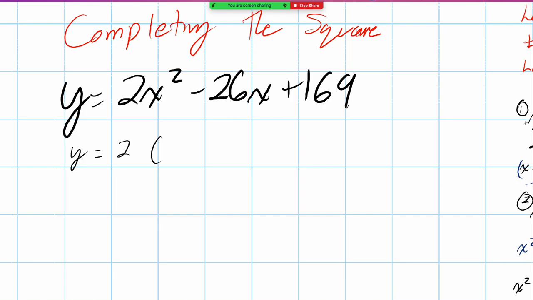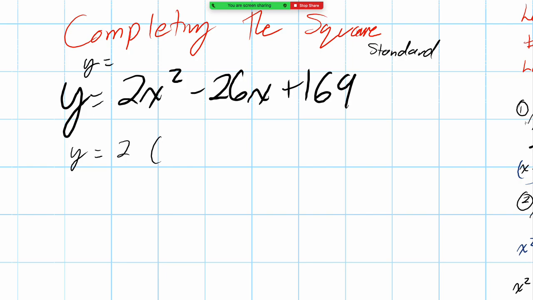Go through completing the square. So we have a quadratic here, and it's in standard form. That's what's important. To complete the square, we need to be in standard form, and the general equation for standard form looks like this. So you're looking for anything that looks like ax squared plus bx, and I'm going to use different colors because it'll help us as we go through this algorithm, plus c.